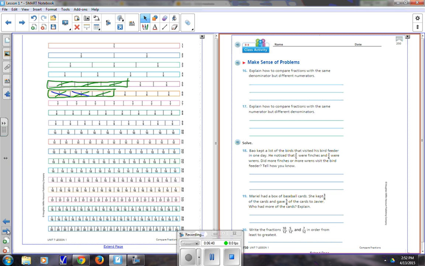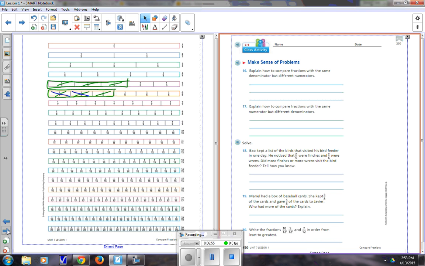Explain how to compare fractions with the same denominator, but different numerators. Well, if they're the same denominator, it's pretty easy because we know how many pieces there are.